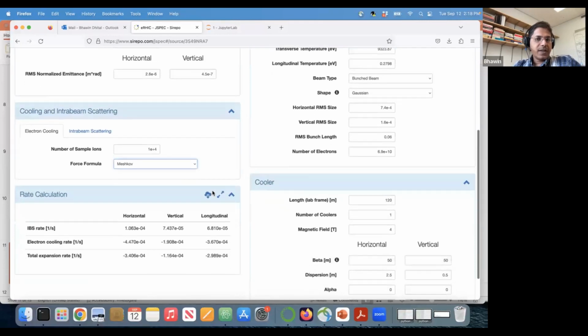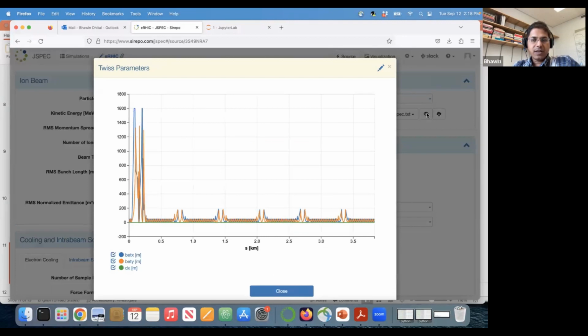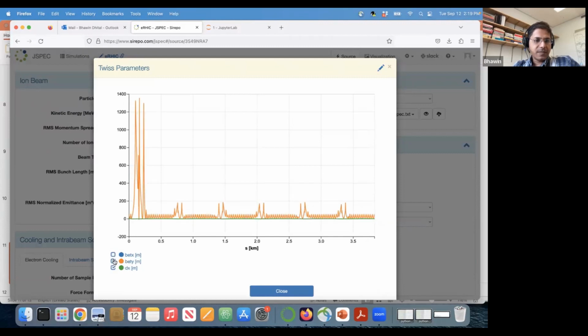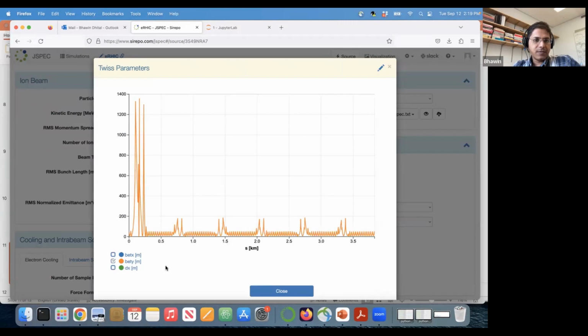Another section is the ring, where you need to upload some files. You need to upload a lattice file. I'm taking the 3.8 kilometer circumference RHIC lattice provided by Brookhaven National Lab. You can click on this eye icon and see this lattice, which is the 3.8 kilometer RHIC. The beta functions in X and Y and dispersion in X are plotted. You can see individual parameters, like dispersion, or simply the beta function in the Y direction.